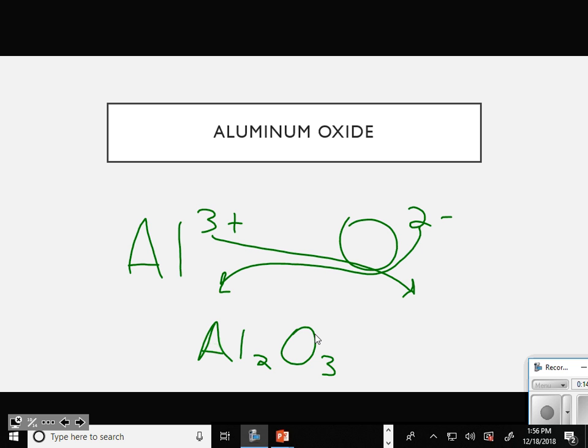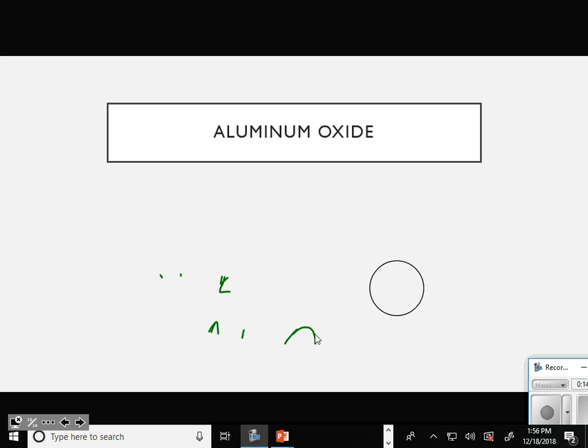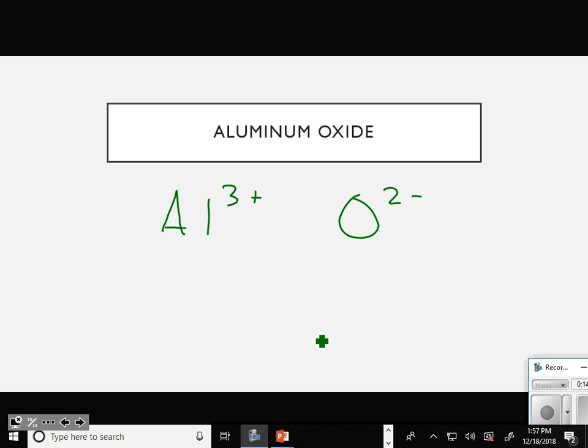Now, another way that I like to do this, let me get back to my original here. Another way that I do it is I think of least common multiples. So if I have Al3 plus and I have O2 minus, I can see that my least common multiple is 6. So in order to get to 6, I would need to have 2 aluminums and I would need to have 3 oxygens to get to 6.